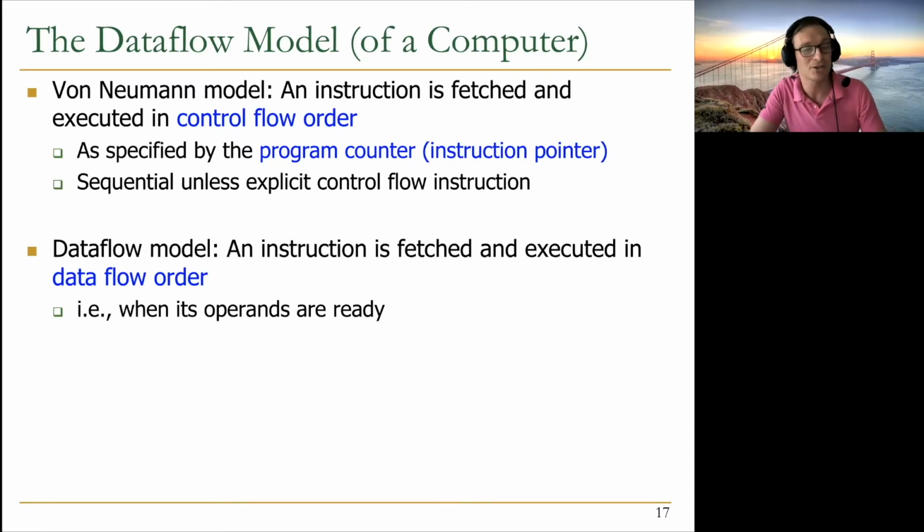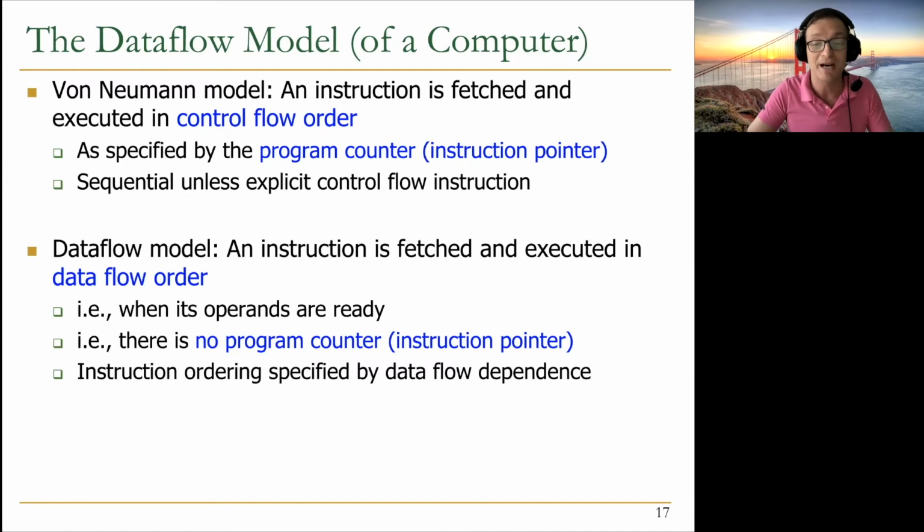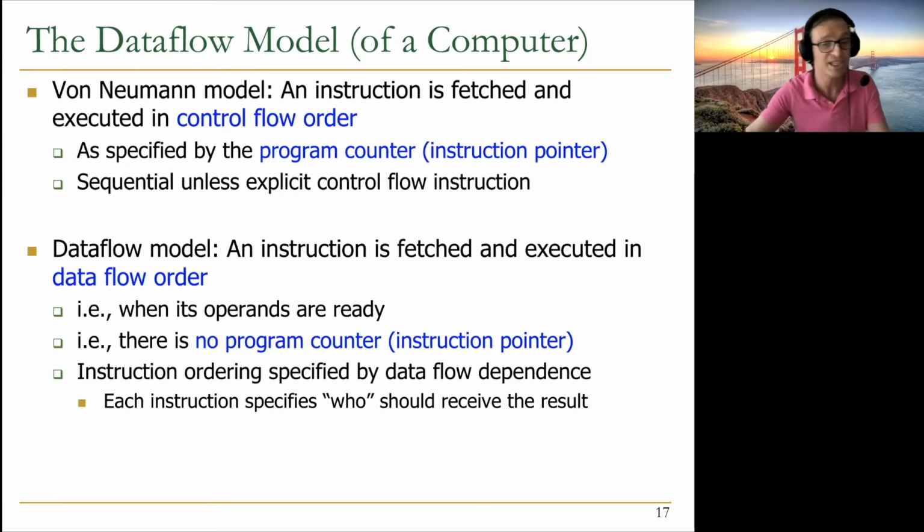Because now you don't fetch an instruction and wait for the operands. Whenever the operands become ready, the instruction gets fetched. So data flows beautifully between instructions this way. In other words, there's no program counter or instruction pointer. Instruction ordering is really specified by the data flow dependence. So in this case, you need to somehow write your programs in a way such that each instruction specifies which other instruction should receive the result that this instruction is generating. So you need to connect the instructions in a data flow manner, as opposed to assuming a sequential execution model and registers, for example. We're going to even get rid of registers in this case, as you will see in a little bit.